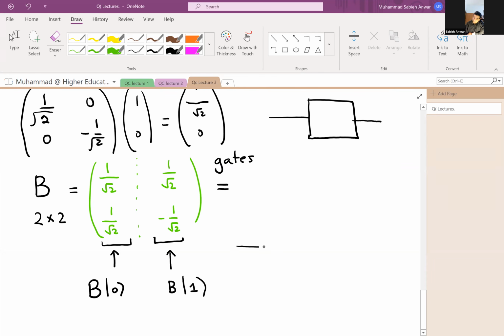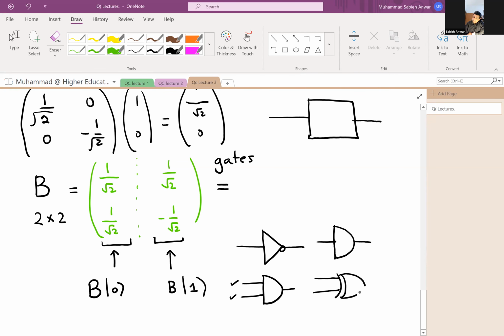Just like you use symbols in normal digital logic, you have a NOT gate, you have a buffer with a certain input and an output, you have an AND gate, which of course takes in 2 inputs and 1 output. You can also have an exclusive OR gate, which has 2 inputs and 1 output, and so on. So these are quantum gates that we're now talking about.